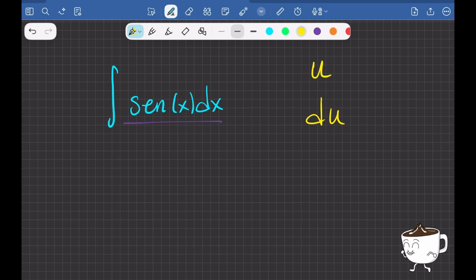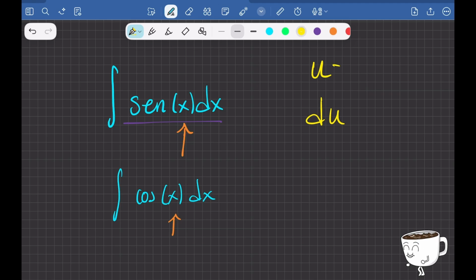What would be our u in this case if we have a sine of x? Our u in trigonometric functions is going to be the part between parentheses, the inner part. If we had another example with another trigonometric function, sine of x, what would be our u? In this case, it would be the x, nothing more. The part inside the parentheses is our u.